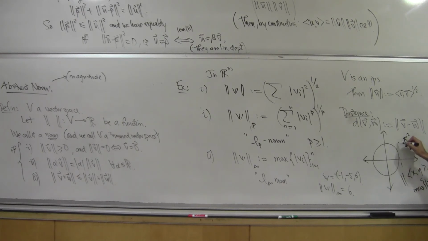Okay, let me ask this. Is this point 1, 1 in the unit circle? Is the max of 1 and 1 less than or equal to 1? Yes. This point is in the circle. It's a square. This is the unit disk, right? This is the unit ball with respect to the infinity norm.